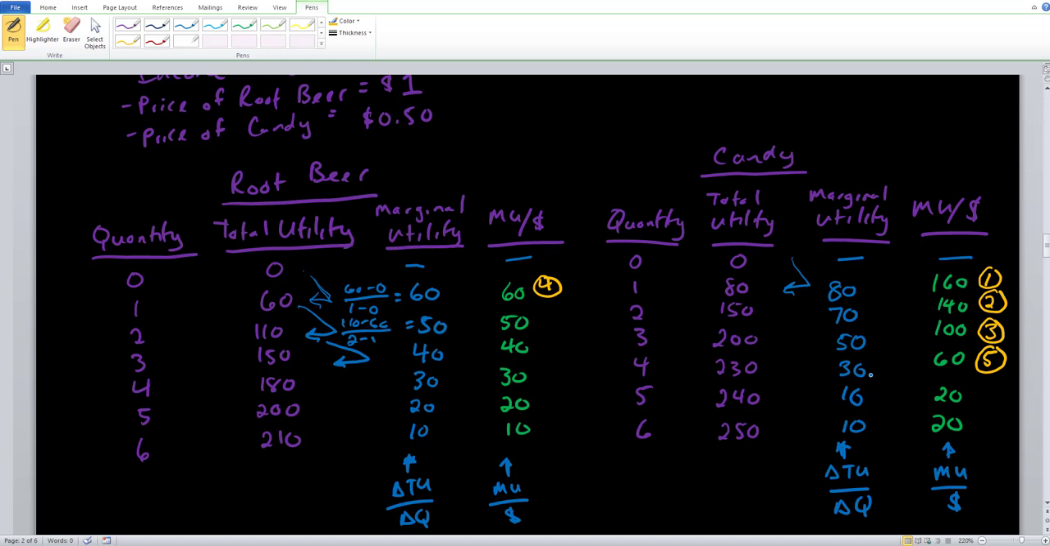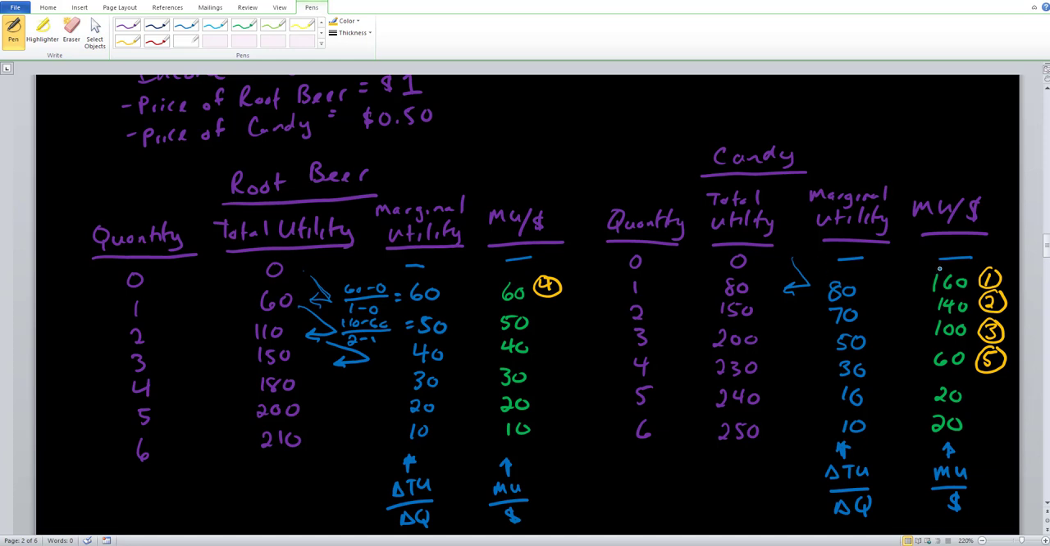And we can go ahead and check our maximizing conditions, our utility maximizing rules. Number one, are we at a point where marginal utility per dollar is equal across goods? And yes, we are. 60 equals 60, so we meet our very first condition.